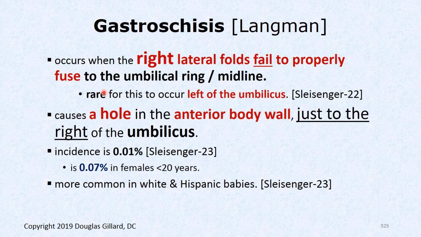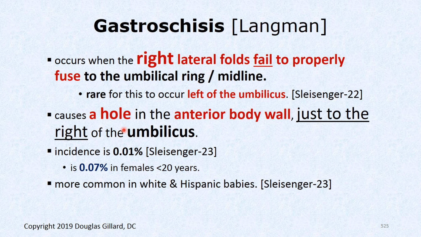So gastroschisis is the next one. I should have put a pronunciation guide, but gastroschisis is how you pronounce that. And this one has nothing to do with the umbilical ring. And this is really weird. The right lateral fold, for whatever reason, refuses to fuse with the left lateral fold. So it's super rare for somebody to have a left lateral fold cause of a gastroschisis. It's always the right lateral fold.